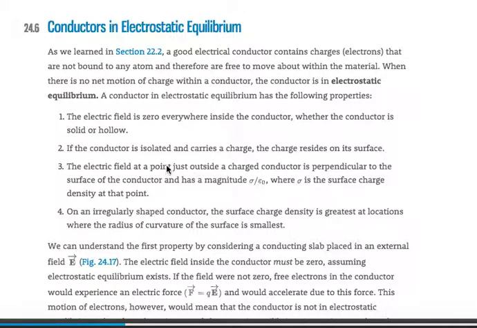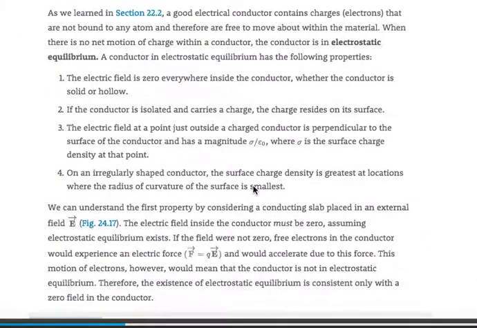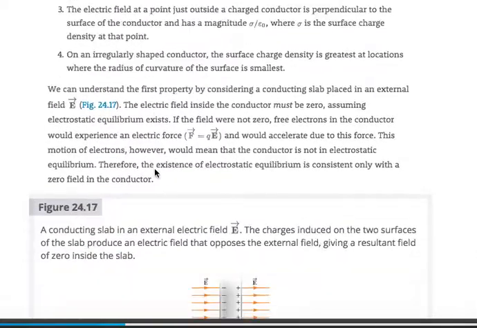The electric field at a point just outside a charged conductor is perpendicular to the surface of the conductor and has a magnitude of sigma over epsilon naught, where sigma is the surface charge density, so it's related to how much surface charge is at that point. And again, for something that's irregularly shaped, you will have more charge density at places with smaller radius, where you have corners and things like that.